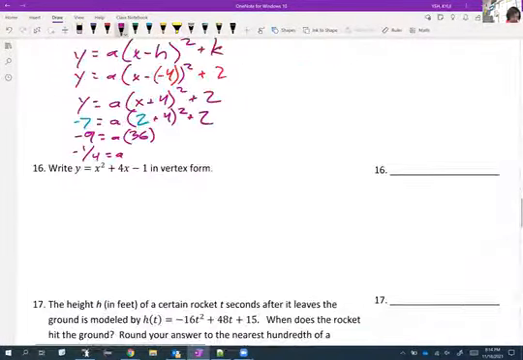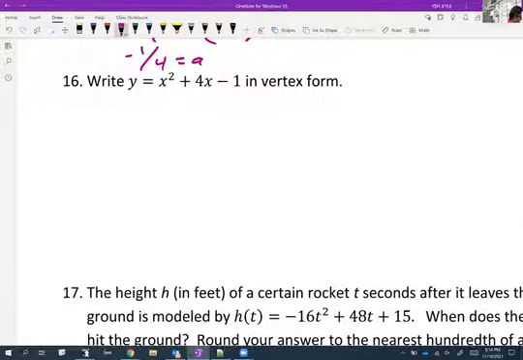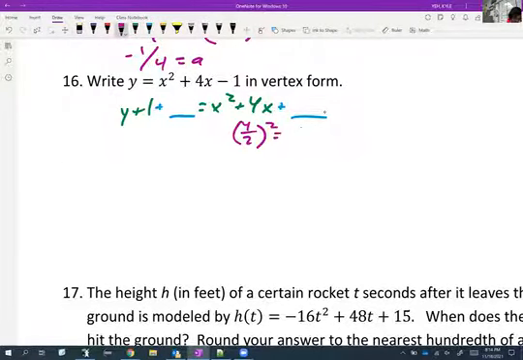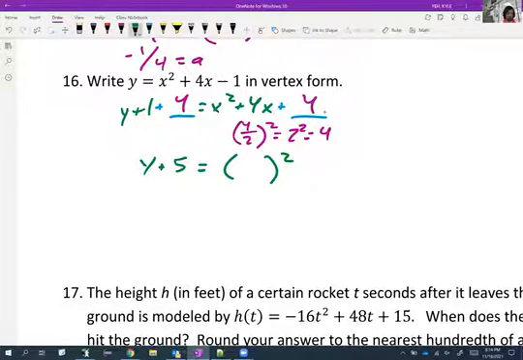All right, converting to vertex form, completing the square. So I'm going to say y plus 1, leave some room for a plus blank, x squared plus 4x. I'll add my plus blank, and b over 2, 4 over 2 squared, 2 squared, I need to add 4 to both sides. So that means y plus 5 is equal to, what is my perfect square? We can factor that kind of in our head, x plus 2 squared.